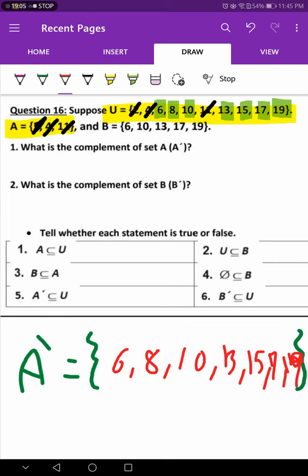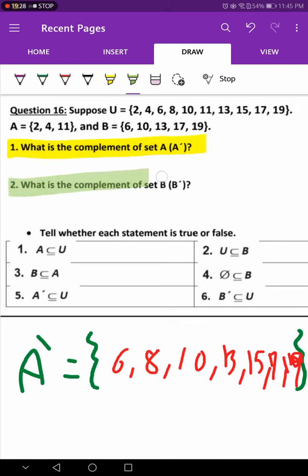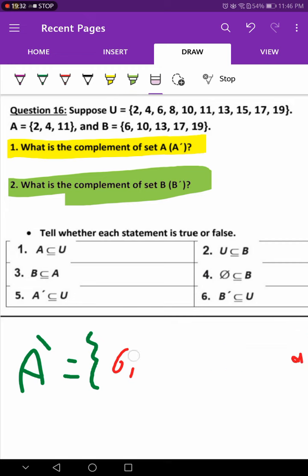That means, teacher, the A complement is what A needs to be universal? Yes. What are the missing elements to make A universal? As you see, it is 6, 8, 10, 13, 15, 17, and 19. Great. Now we are done with this. Now we move here.